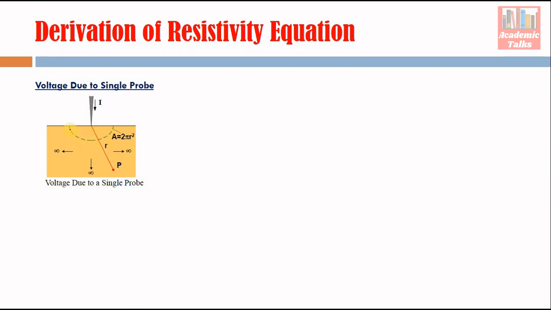Because the sample is a 3D sample, it is a hemisphere. So all the points located at this hemisphere surface are at equal distance from this probe, right? So they have the same charge density and the same potential at all these points. So it is a type of equipotential surface, right? And the surface area of this hemisphere is 2 pi r square.